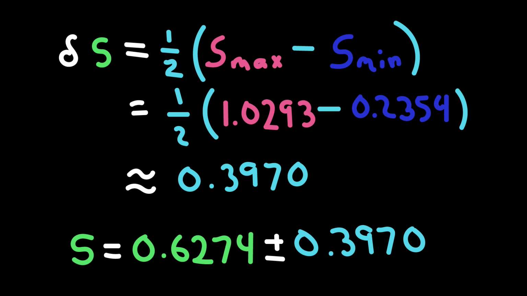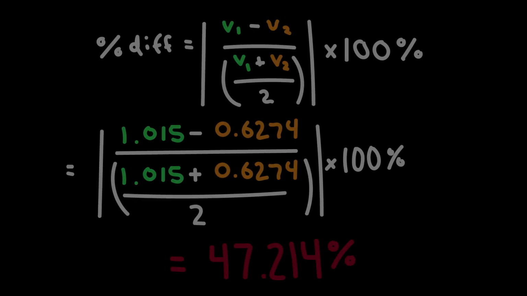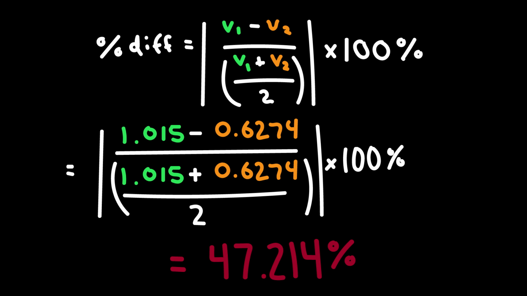which came out to approximately 0.3970, meaning our average slope was 0.6274 plus or minus 0.3970. How does this compare to our theoretical slope? Using a percent difference analysis, we found our experimental slope to differ 47.214% from the theoretical.